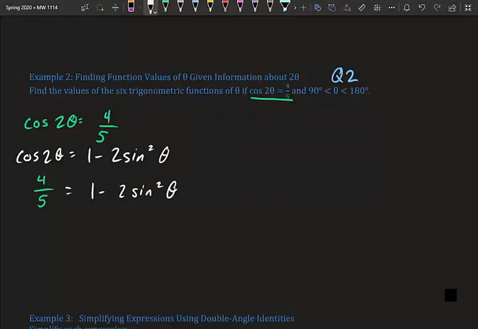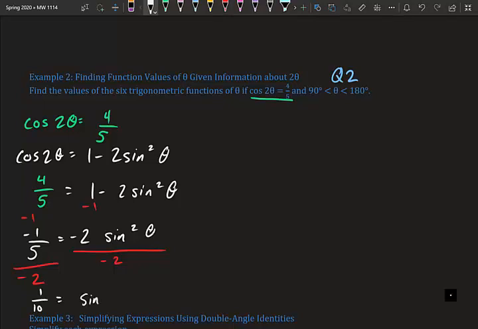Alright, let's solve for sine. So to solve for sine, we're going to subtract 1 from both sides. So remember, 1 is 5 over 5. So we have negative 5 over 5 plus 4 over 5, and we're left with negative 1 over 5. And that equals negative 2 sine squared theta. Now we need to divide by negative 2. And when we divide by negative 2, we're left with positive 1 over 10 equals sine squared theta.